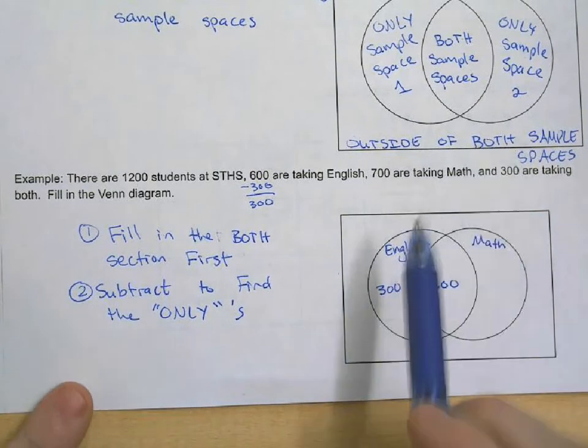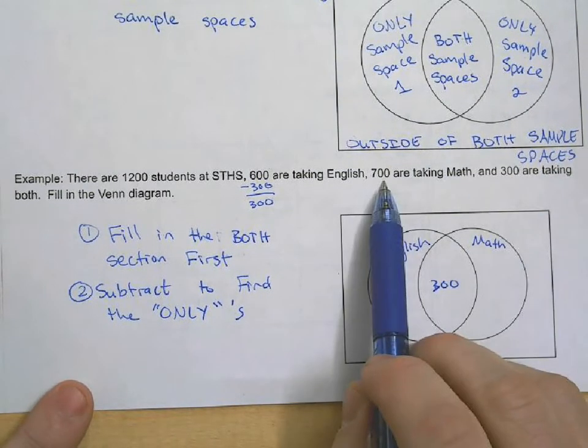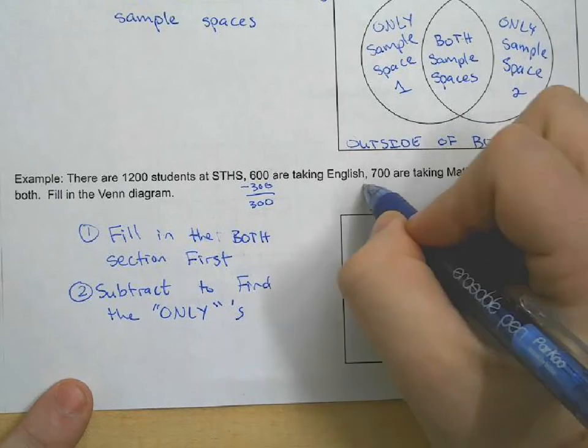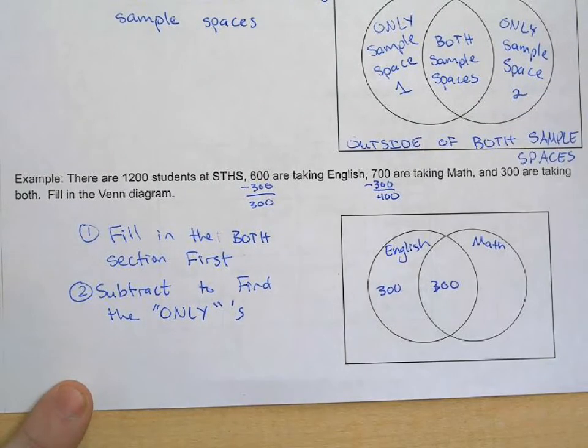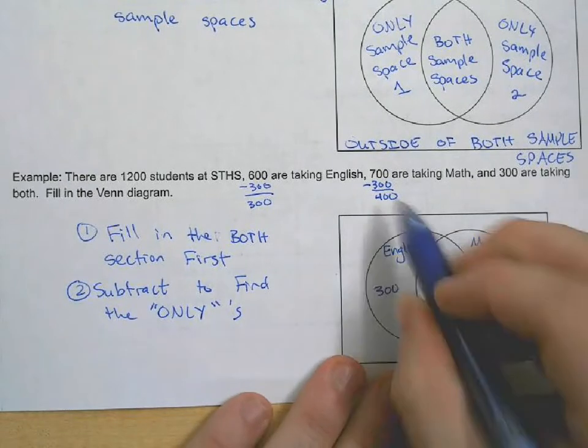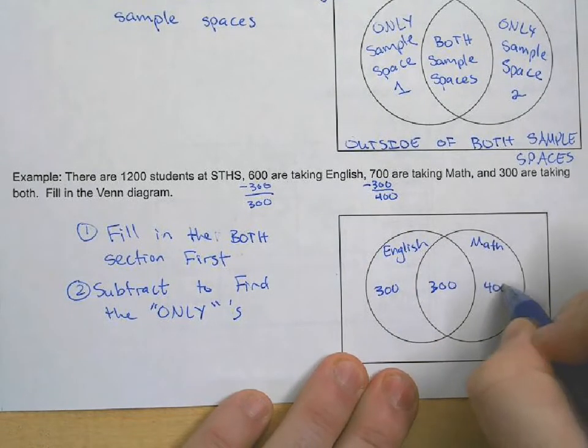Now we can do the same for math. So if I have 700 are taking math, I can subtract my boths, and I'll get what's only taking math.